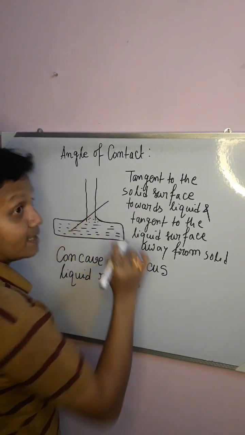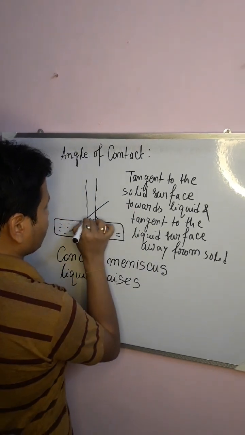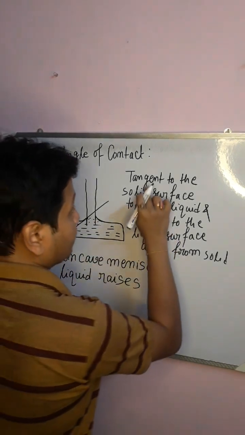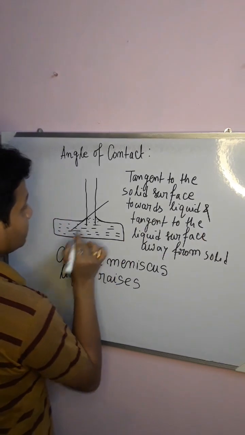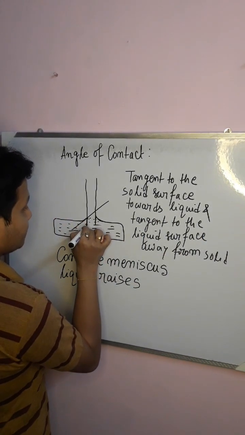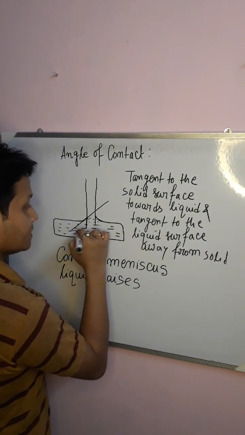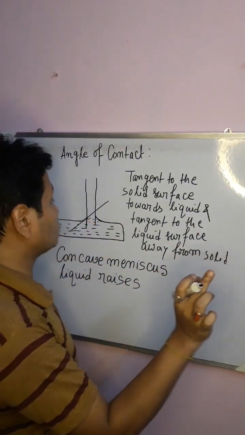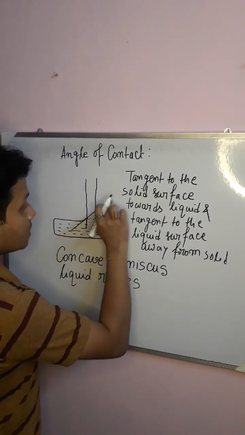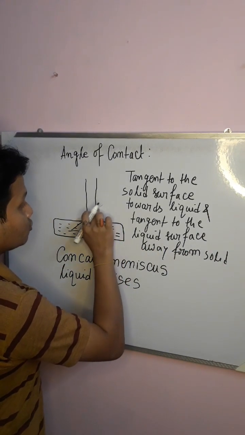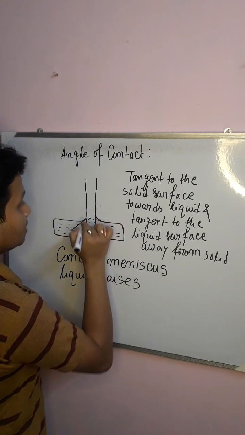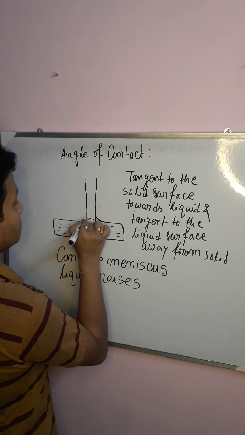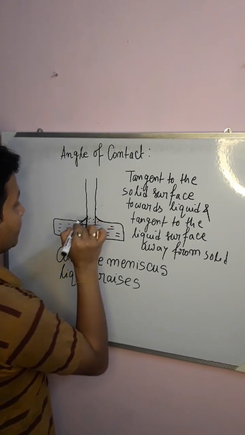So at the point of contact, this is the point of contact, what do we have to take? The tangent to the solid surface towards the liquid. So this is the tangent to the solid surface towards the liquid, this is fine, and the tangent to the liquid surface away from the solid. This line passes through the solid, so we have to remove it, since we only take the line that is away from the solid. So this is the angle of contact.